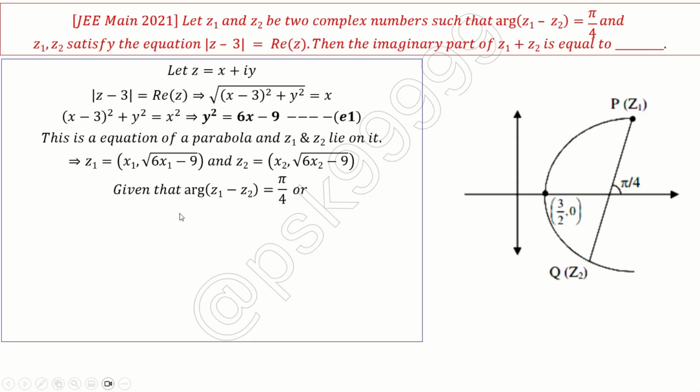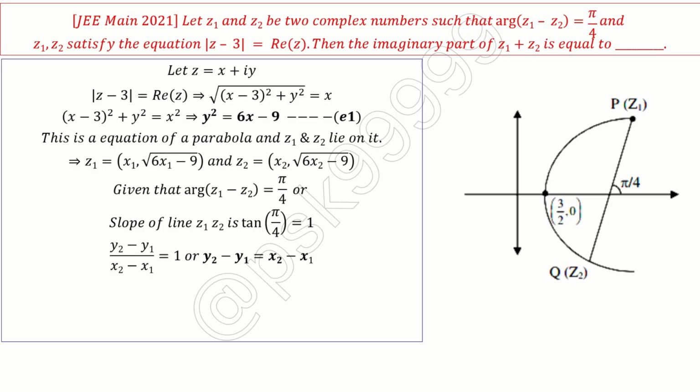Now, given that arg of Z1 minus Z2 equal to pi by 4, the slope of Z1 Z2 is tan of pi by 4. That means the slope of the line is tan of pi by 4, which is equal to 1. So given the line equation, y2 minus y1 by x2 minus x1 is equal to 1. So it is nothing but y2 minus y1 equal to x2 minus x1. Now you can substitute these y2, y1 here, then you can solve it.